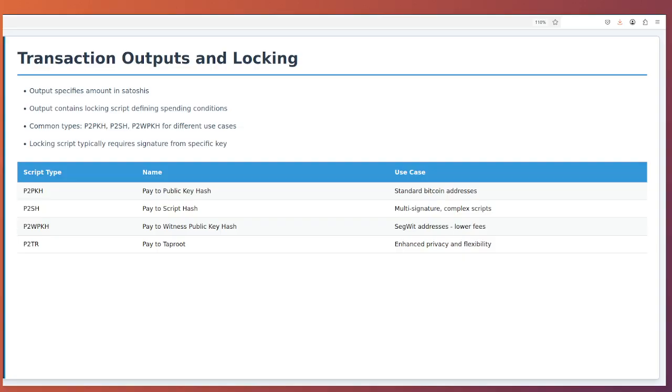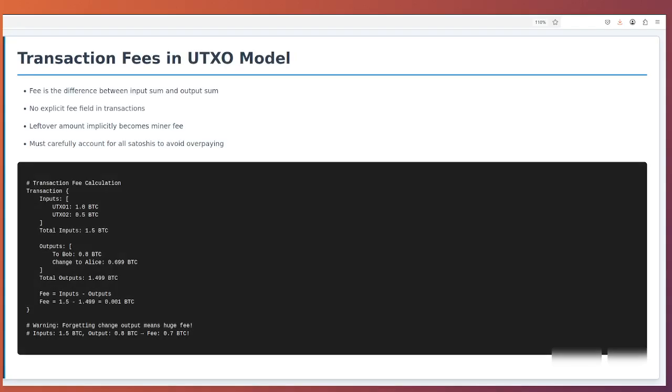There are different types of locking scripts for different use cases. Pay-to-public-key-hash is the most common, used for regular Bitcoin addresses. Pay-to-script-hash allows for more complex spending conditions, like multi-signature wallets. Pay-to-witness-public-key-hash is used for SegWit addresses, offering better efficiency. But regardless of the specific type, all locking scripts serve the same fundamental purpose: defining who can spend the UTXO and under what conditions.